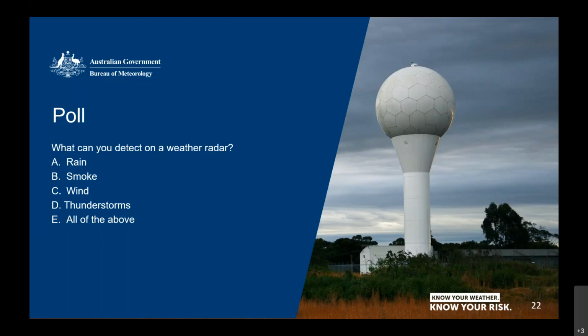However, not all radars can detect wind. So as I spoke about earlier, our conventional reflectivity radars, the old ones, will certainly pick up rain, smoke, and thunderstorms. Our Doppler radars will pick up the wind.